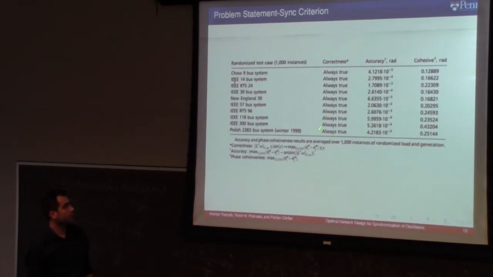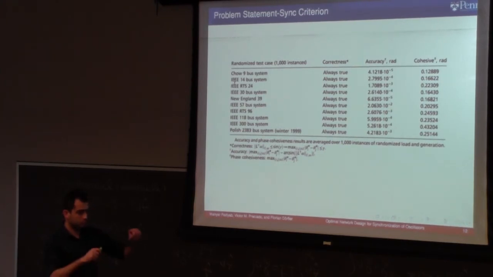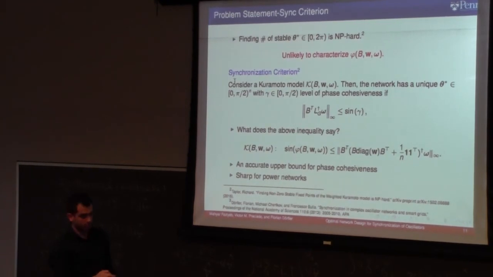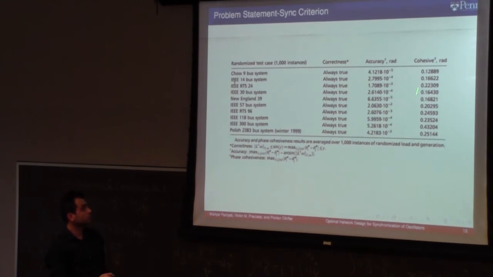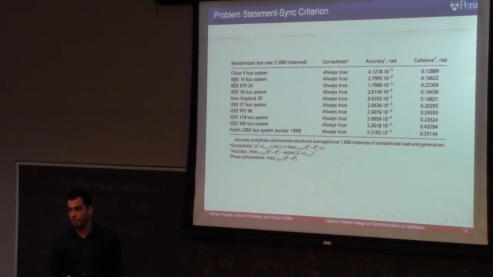For example, this is the table provided in this paper. The authors have taken these 10 test cases of IEEE power grids. For each of these 10 test cases, they have realized 1,000 instances of natural frequencies. They change the natural frequencies, they run the dynamics, they measure the phase cohesiveness, and they check the validity of this inequality. So this is always true, and this is the gap in this inequality. As you can see, it's almost zero. Is that the average over the 1,000 instances or worst case? It's the worst case. As you can see, we have max here.